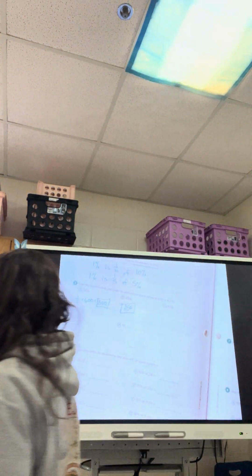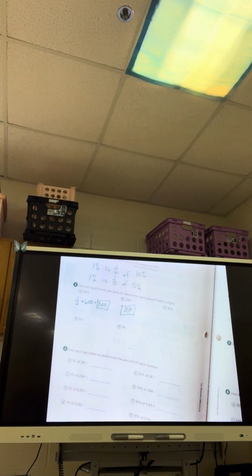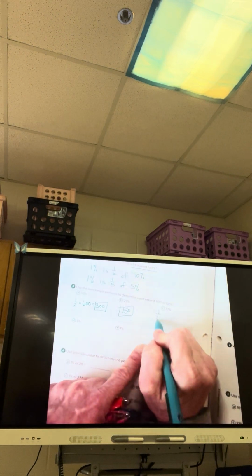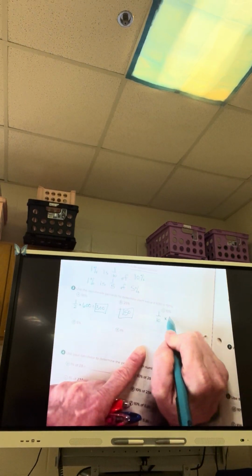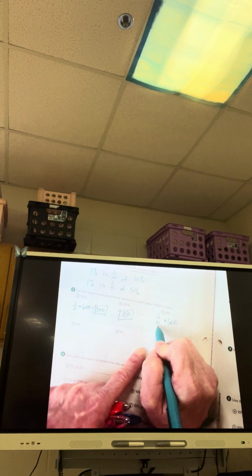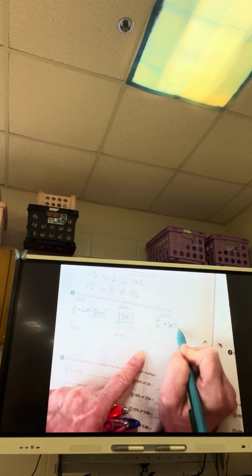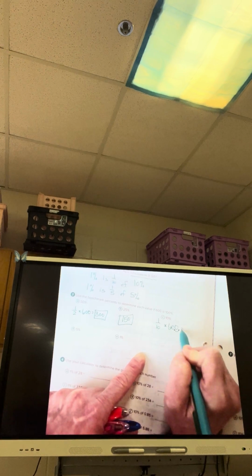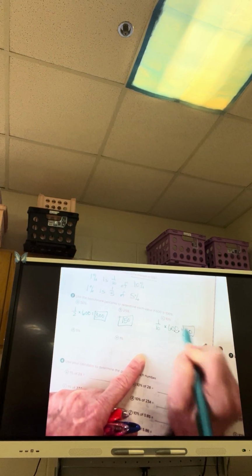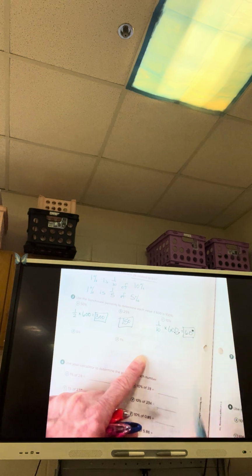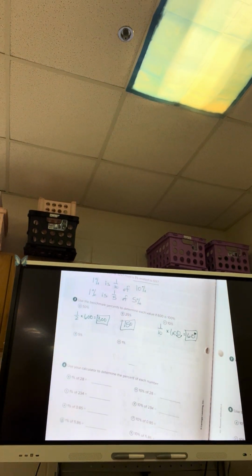10% is 1/10 of 100%. So I want to know, what is 1/10 of 600? 1/10 of means 1/10 times. And here is that power of 10 that we're multiplying by, which means we take that decimal and move it one place value to the left. So the answer is 60.